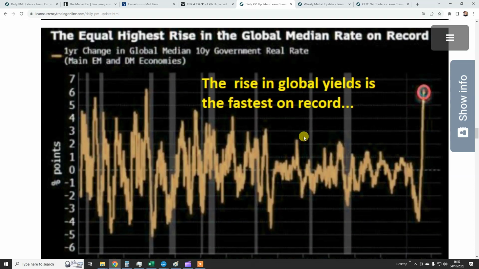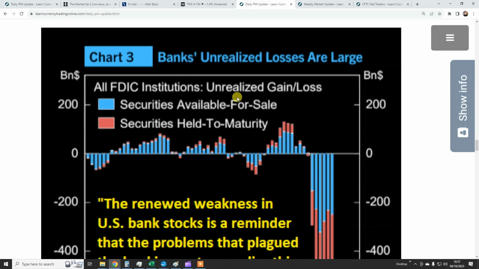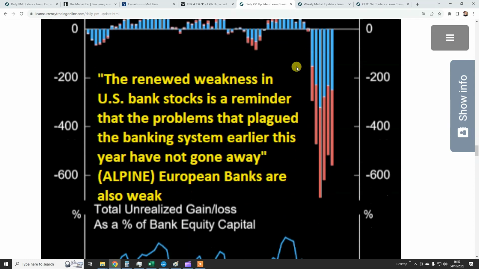So here we have the final chart. The rise in global yields is the fastest on record. Okay, so the dollar is supported by really good yield. Also, it's supported by a robust economy. And what else will support it is if we do get any financial accident, that will firm the dollar on its safe haven status. Now, we don't know what the accident could be, but this is banks' unrealized losses.